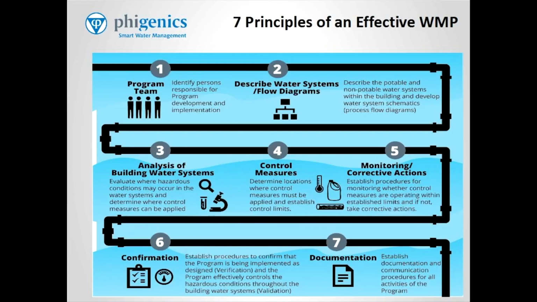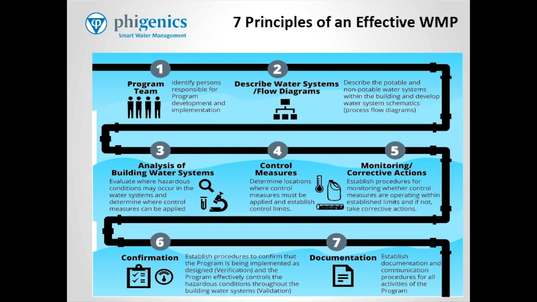Third is to analyze building water systems to evaluate where hazardous conditions may occur in the water system and determine where control measures can be applied. Then control measures are established. Determine locations where control measures must be applied and establish control limits. So this is where the team determines what hazard control additionally is necessary. Now, sometimes the teams will determine that no additional hazard control is necessary. And that has to be done on a site-by-site basis because the answer will be different for every building.